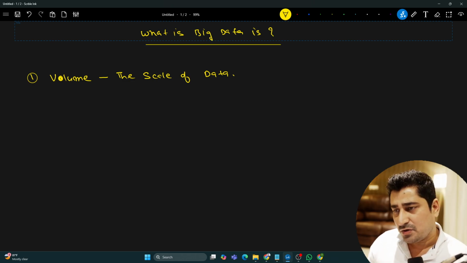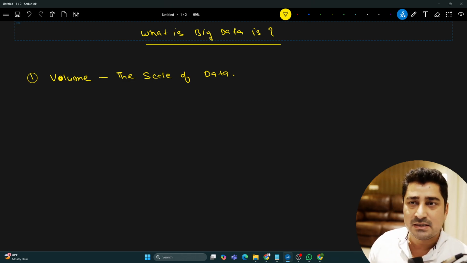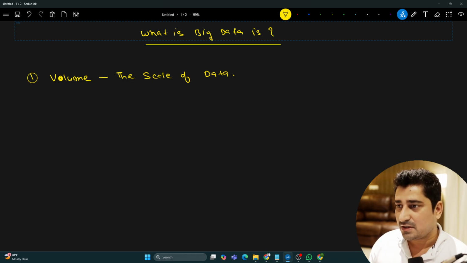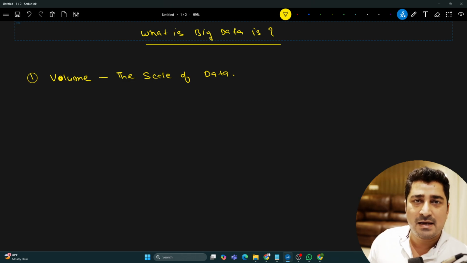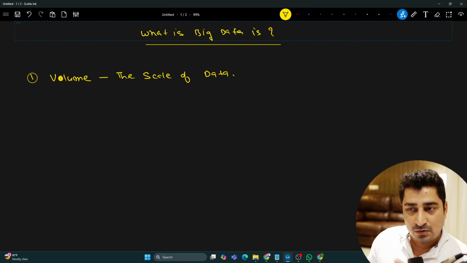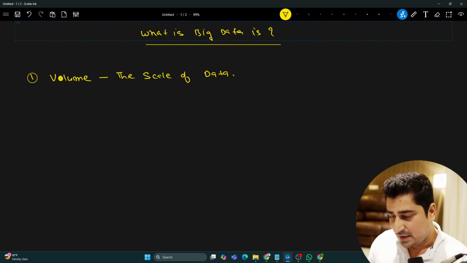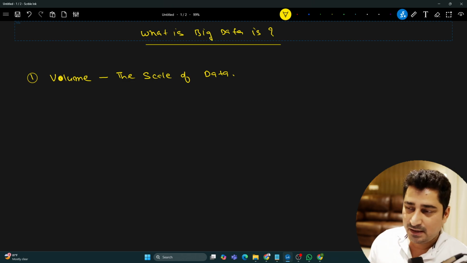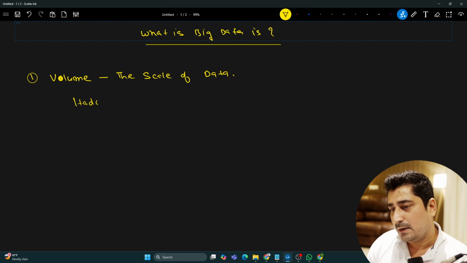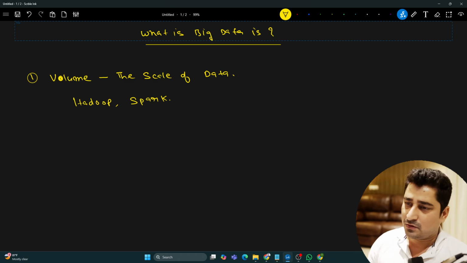When we talk about volume, obviously we talk about storage, because we have to store this much amount of data. So we need massive storage, and after storage, we also need computation. The reason behind talking about volume is very simple: if my volume is going to increase, what kind of system should I put in place by which I will be able to store it and do the computation? This is where the concepts of Hadoop and Spark come into the picture nowadays.